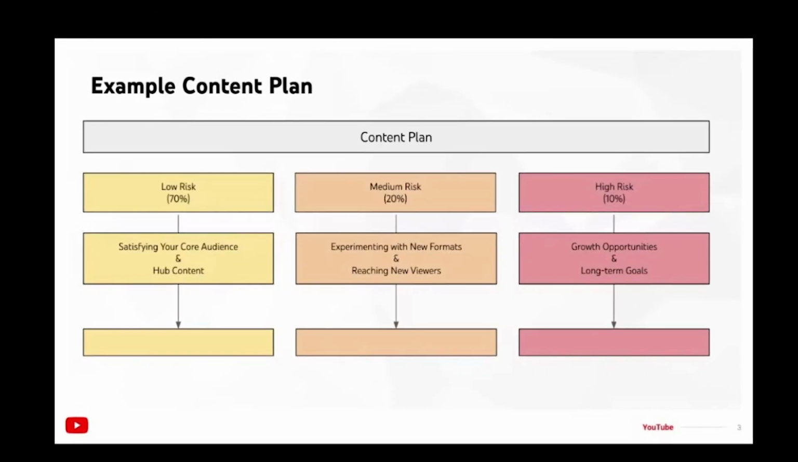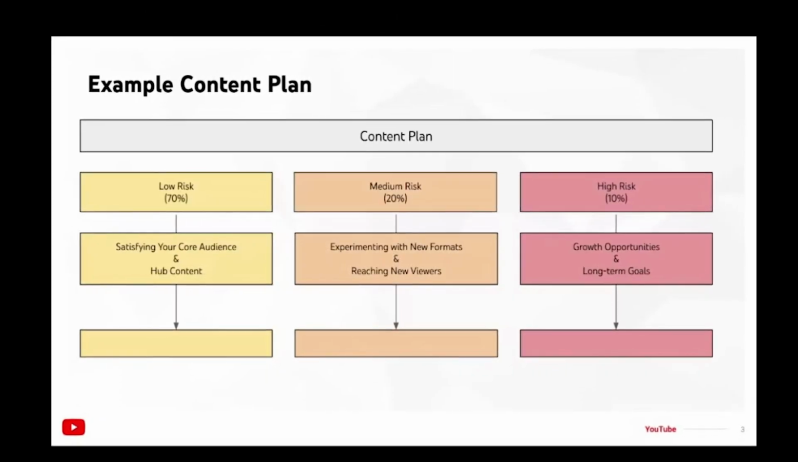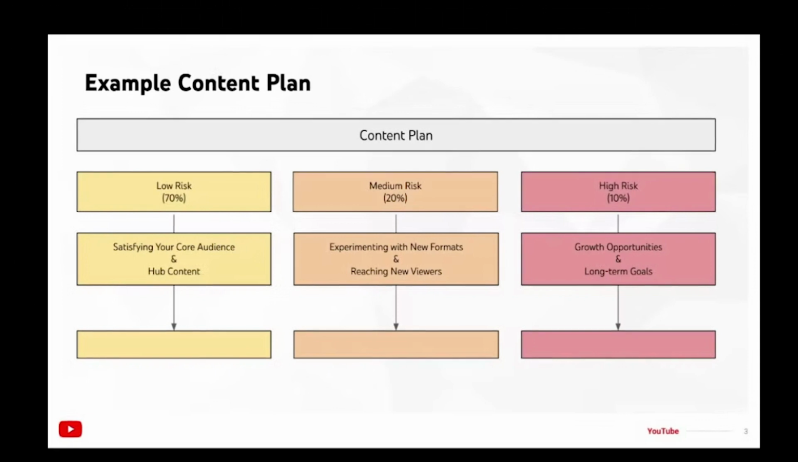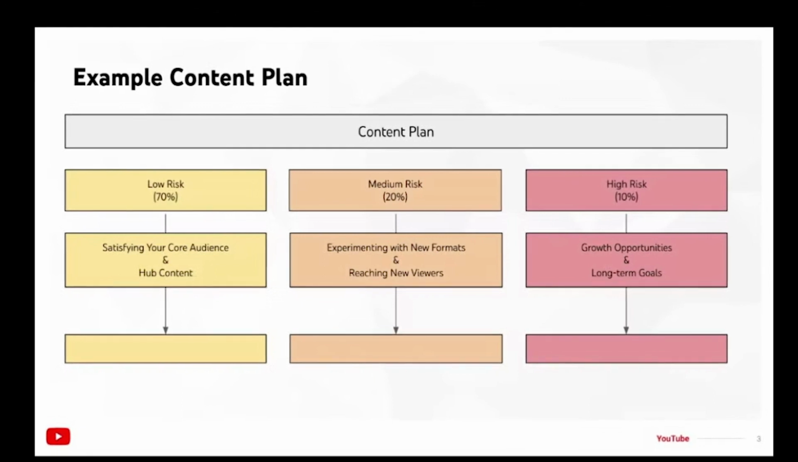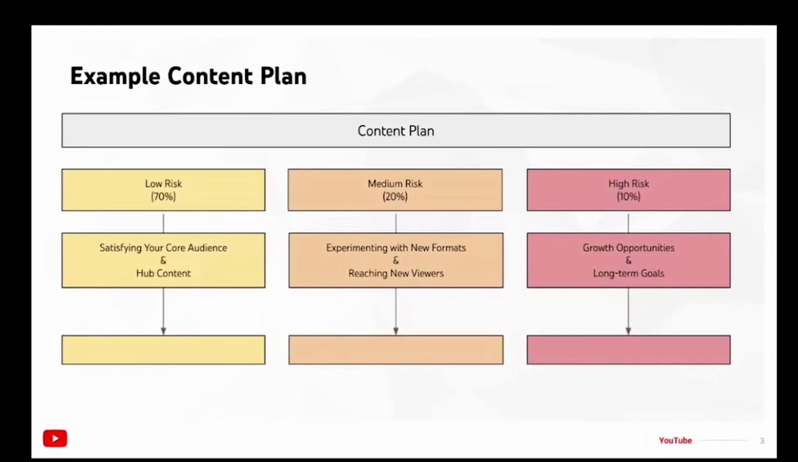All right, let's go next. So this is the example content plan. This is actually straight from YouTube. YouTube recommends this. This is what they push in 2024. And I think in 2025, we're still gonna be seeing the same thing. So how it works is you want 70% of your content to be low risk content. You want this to satisfy your core audience, and you want it to be that hub content that they can focus on.